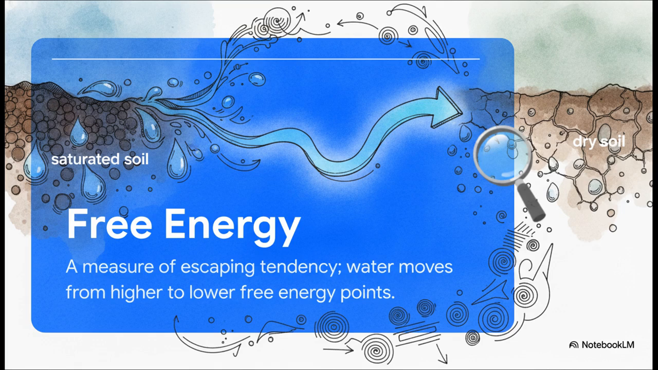What actually matters here is potential energy. That's the energy something has just by sitting somewhere in a force field. Now, when you take that potential energy and mash it up with electrical, matric, and osmotic forces, boom, you get what we call free energy. Free energy is the ultimate boss of water's status. It's basically a measure of its escaping tendency.